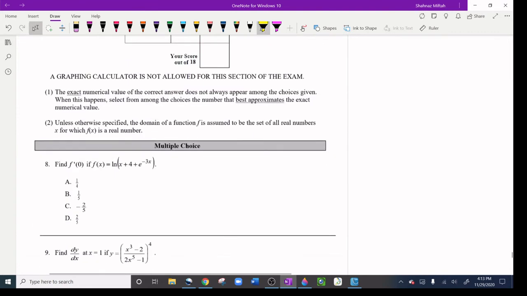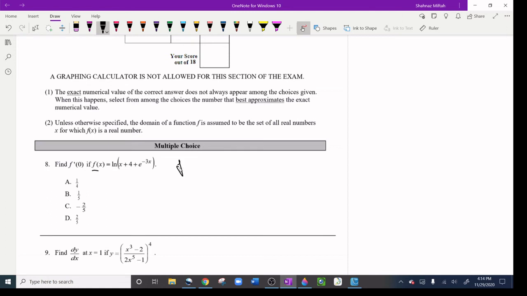Question number 8, and these multiple choice questions are calculator not allowed. These are without calculators, so we are not going to use a calculator in here. They said f prime 0, this is my f function. I have to take a derivative of it and plug in 0.